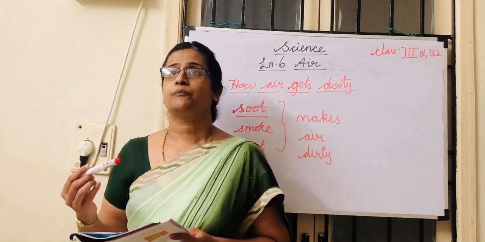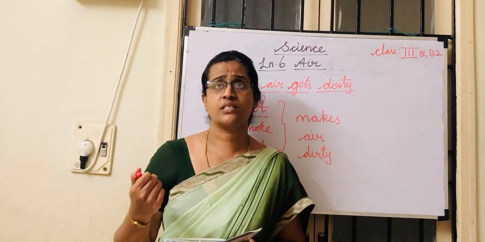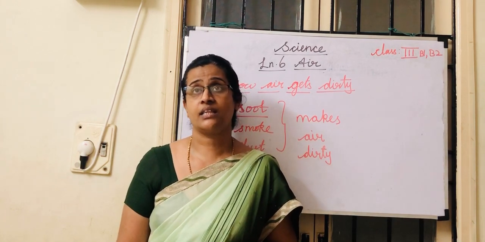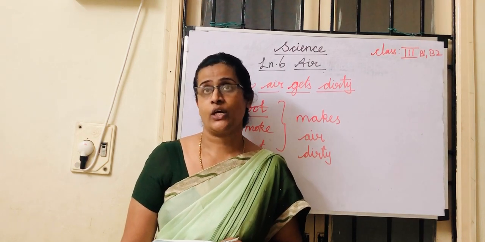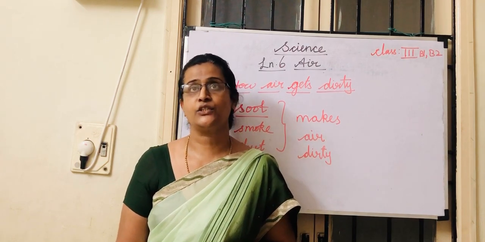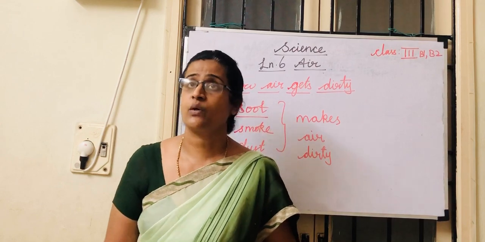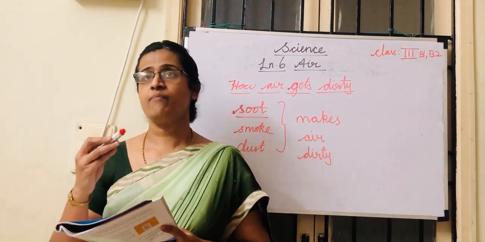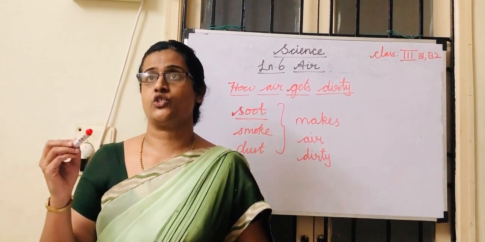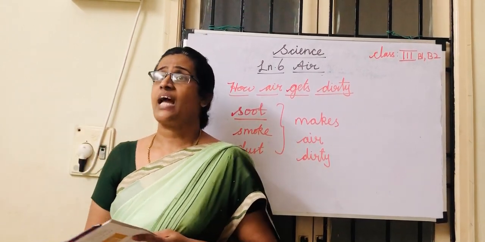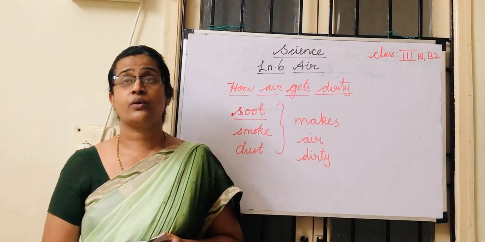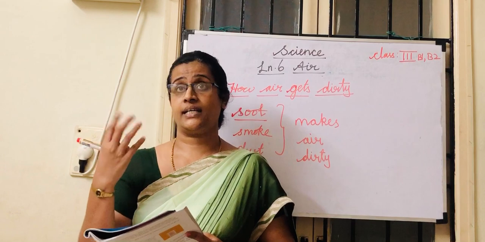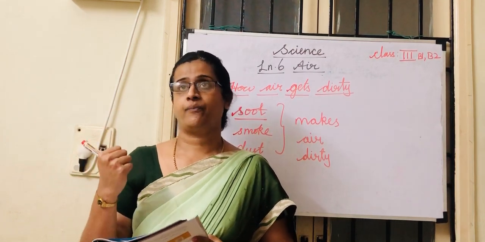And how is air useful? Without air, living beings cannot live. All living beings need air to live. What is the gas we need? The gas is called oxygen. And air helps in another important way: it helps things to burn.